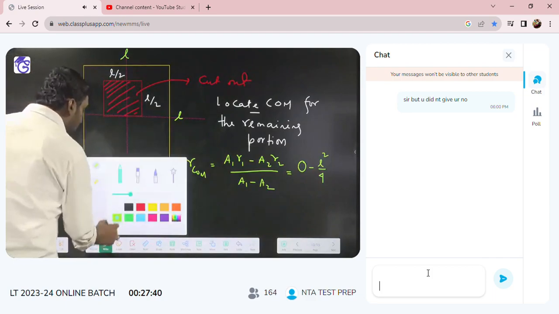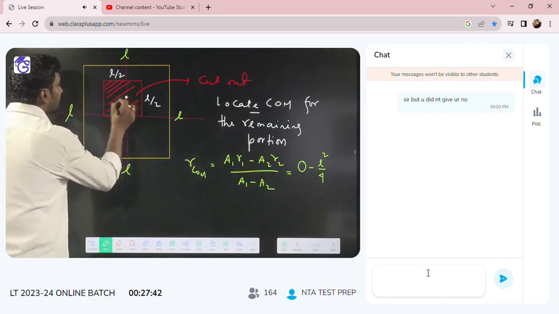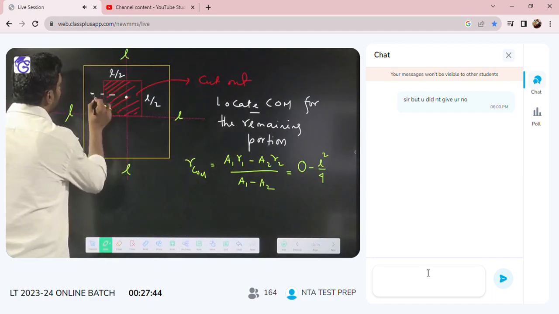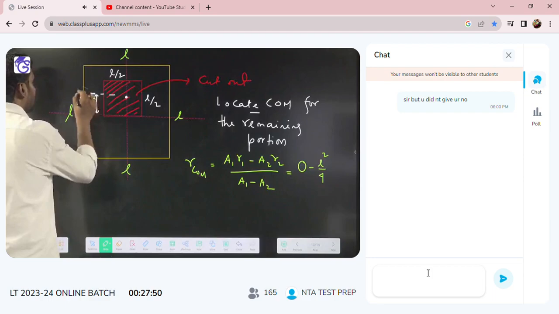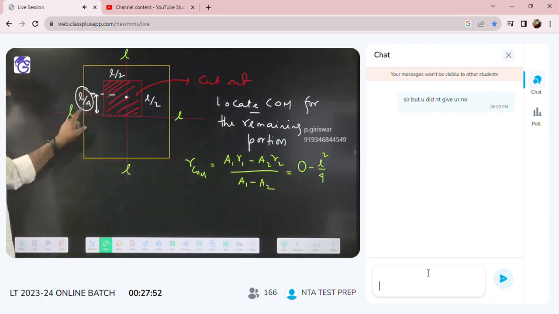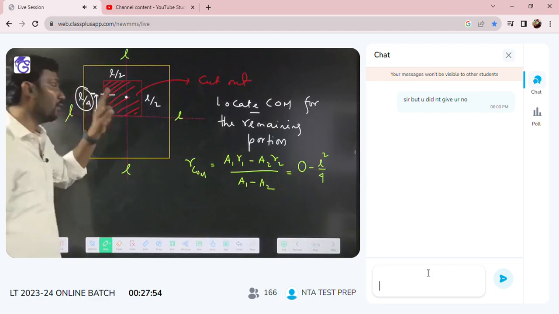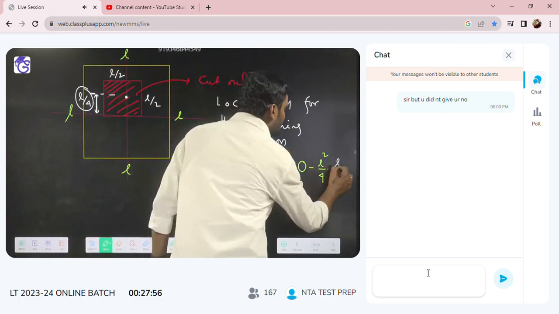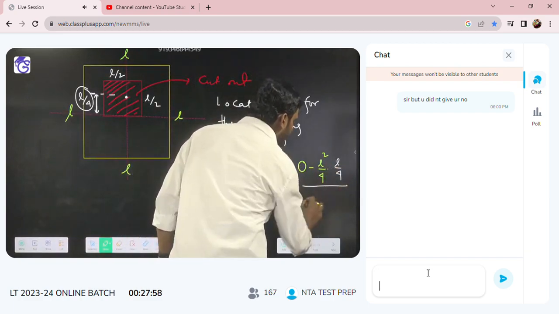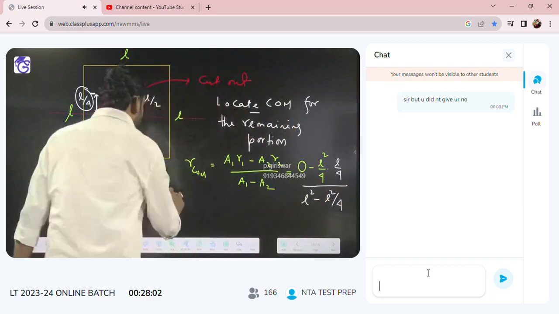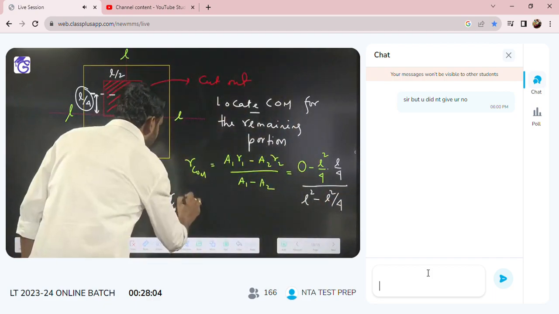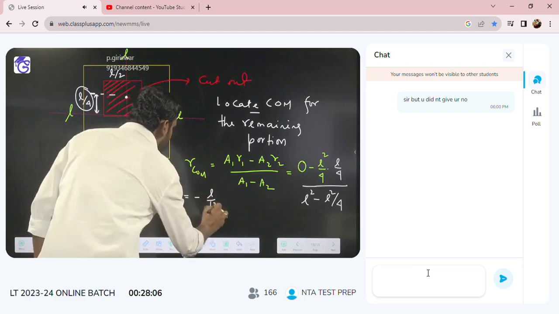What is R2? This is where the mistake is commonly committed. R2 is L by 4. So that into L by 4, divided by L square minus L square by 4. Please check, my dear friends, the R center of mass comes to minus L by 12.